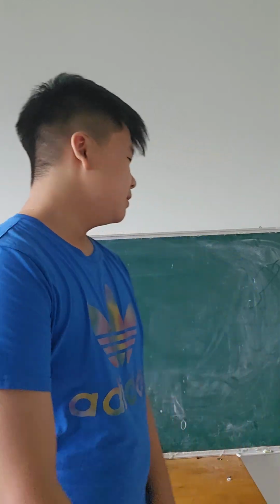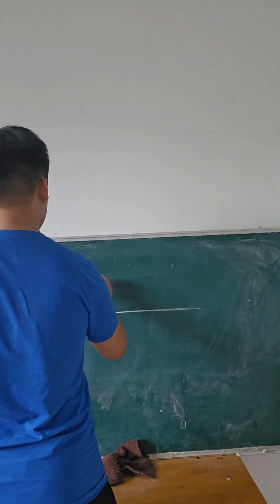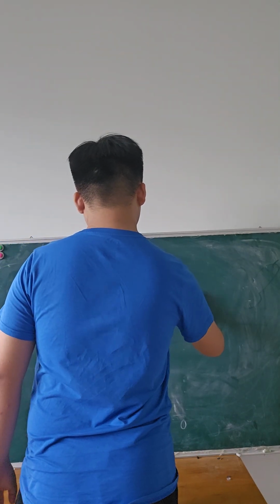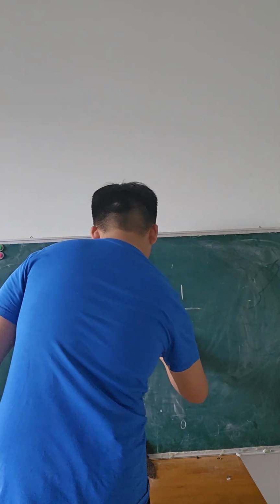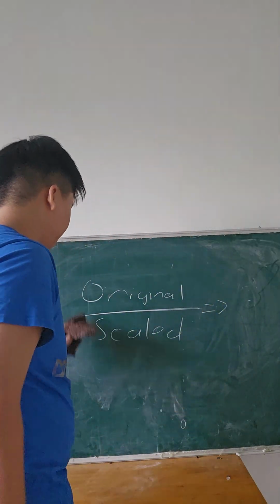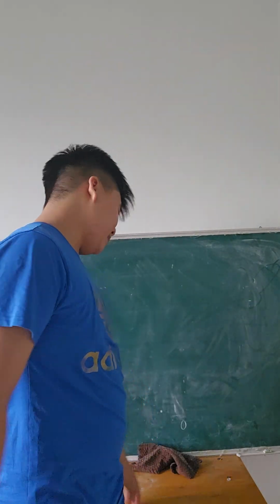All right. So this is how it works. You have to take the original and divide it by the scale, which will give you, obviously, your answer. And well, this is another example, just so you get to figure it out.